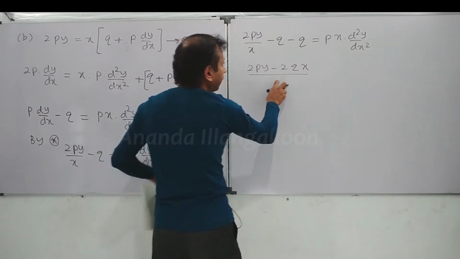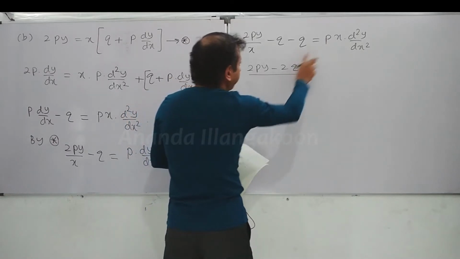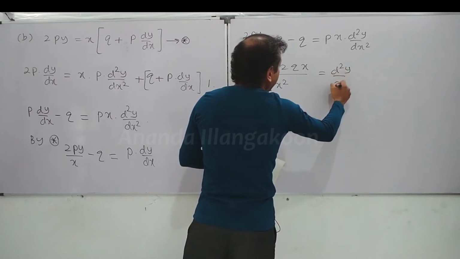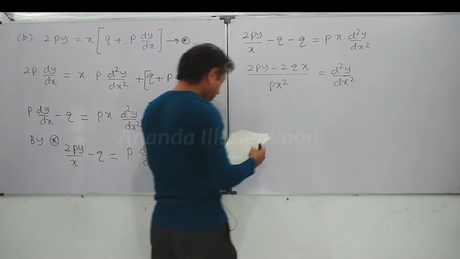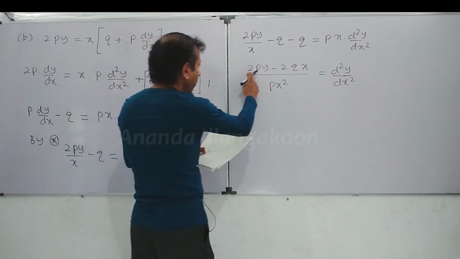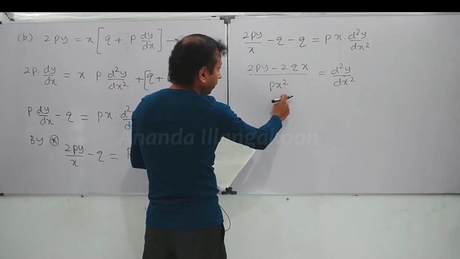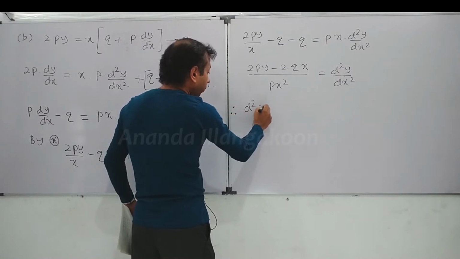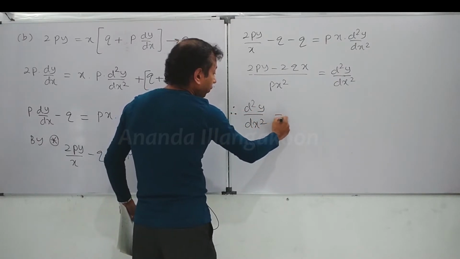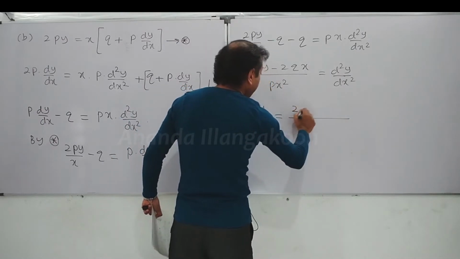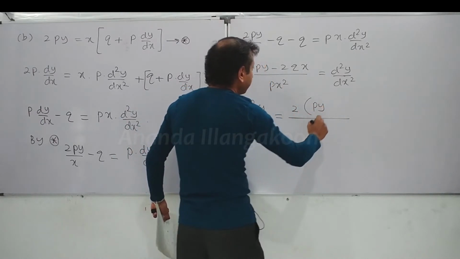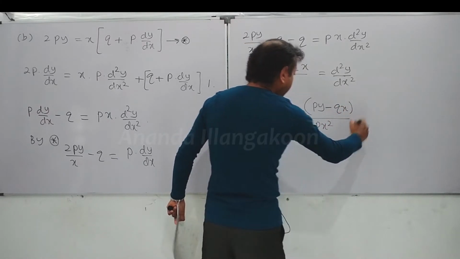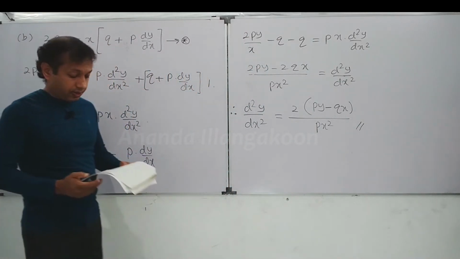Now the x we must write, and we'll take this px here, then we get px squared. Then this is the second derivative of y with respect to x. Now once I take this 2 out, (py minus qx) divided by px squared is the answer of the second derivative. Therefore we can write d2y upon dx2 is equal to, taking this 2 out, 2 times (py minus qx) divided by px squared. This is how we get that answer.